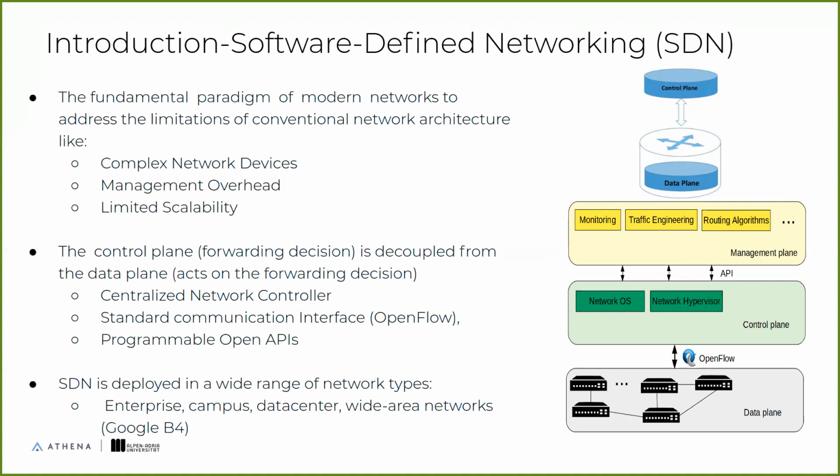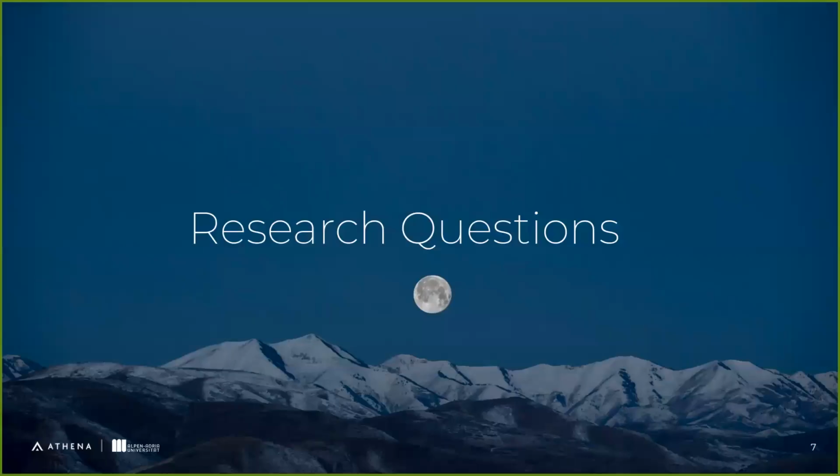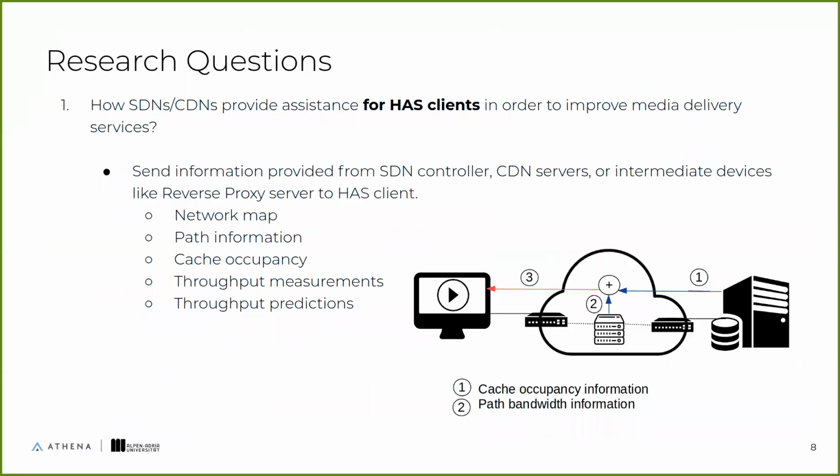tasks. As a first research question, we want to investigate how SDN and CDN provide assistance for HAS clients in order to improve the media delivery service. As you can see in the figure, we can send some information like network map, path information, cache occupancy, throughput measurement, and throughput prediction to the client, and the client, with this information, can decide about the next segment precisely.